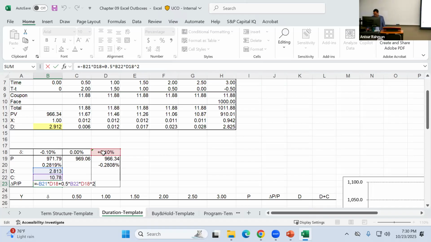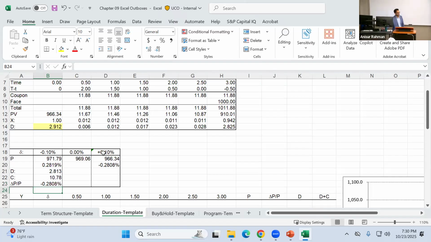Okay. Now, what do you notice from here? Again, remember these prices come from actual prices because they're based on present value analysis, detailed discounting. And based on that, actual price changes negative 0.2819% if yield decreases by 0.10%. Yield increases by 0.2808%. Right? Can you click on the one again?